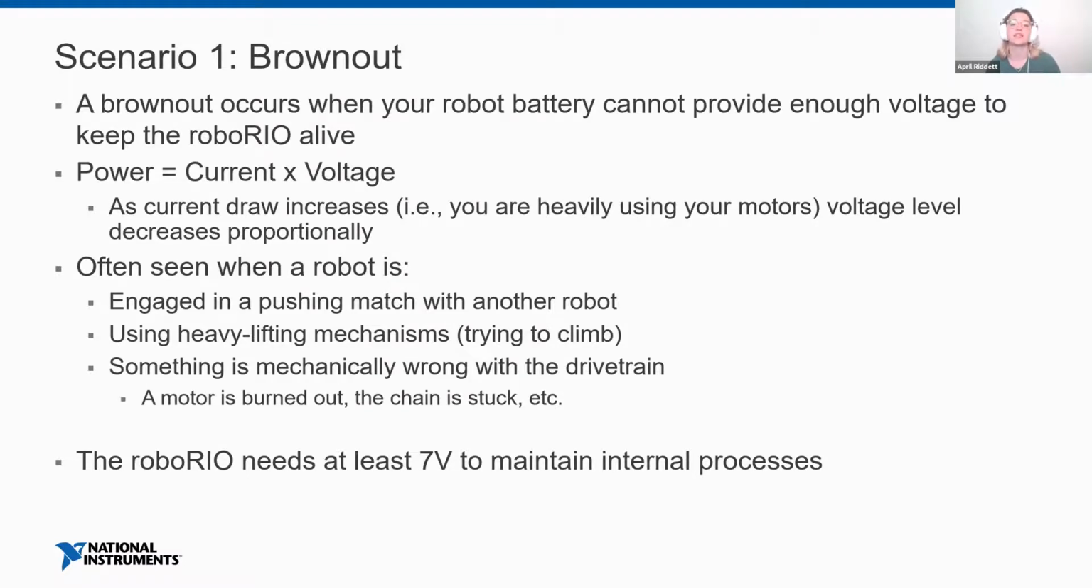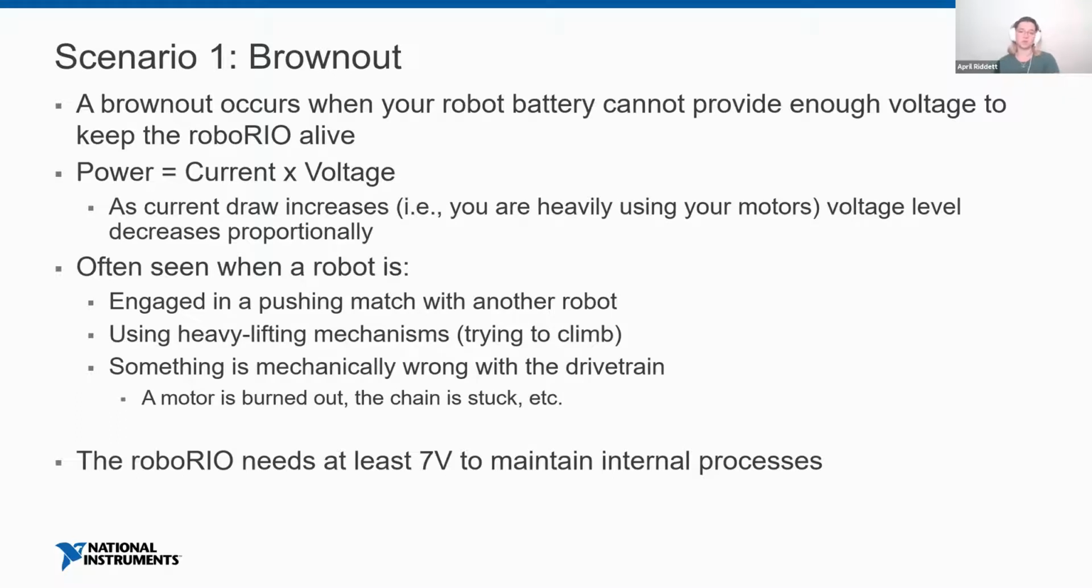So when you're engaged in a pushing match with another robot, or using really heavy effort mechanisms, for example, this year when your robot was trying to climb on the generator switch, that was one potential area where you would crank on those lifting motors. Or if something is mechanically wrong with the drivetrain, a motor is burned out, a chain is stuck, etc., that causes it to not function as it should and use up more of that current resource.